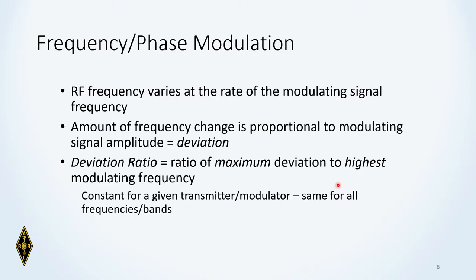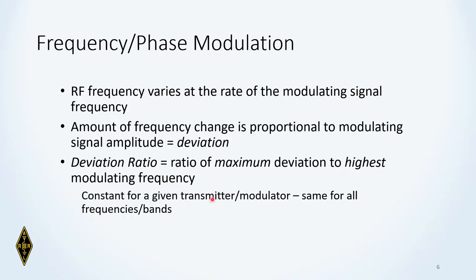The deviation ratio, which we'll be covering in the next slide, is the ratio of maximum deviation to highest modulating frequency. So if we're allowed to transmit at plus or minus 5 kilohertz FM, we compare that to the highest modulating frequency. And of course, that would typically be 3,000 hertz. Most speech audio, the single sideband bandwidth case, is 3,000 hertz, 3 kilohertz. So that's a ratio of plus or minus 5 for deviation, and the highest modulating frequency would be 3,000.